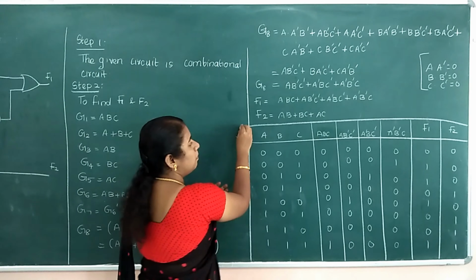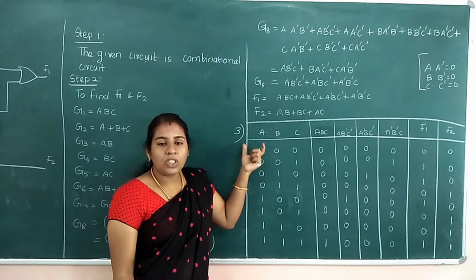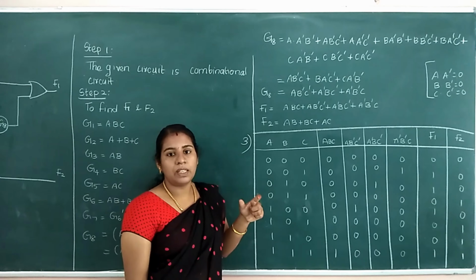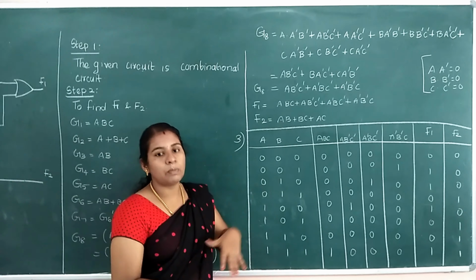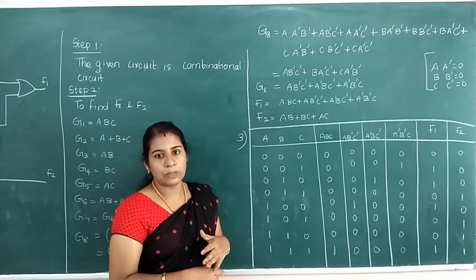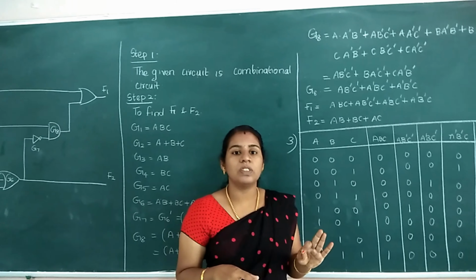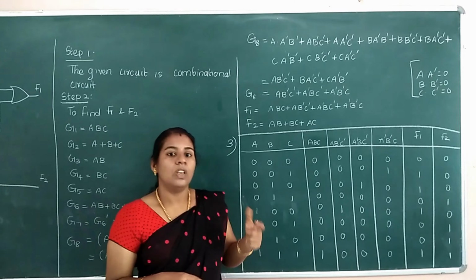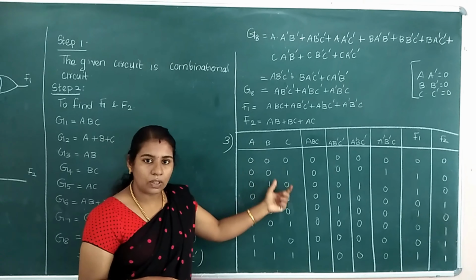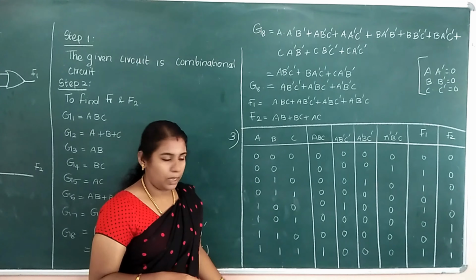The next one is step 3. In step 3, we want to derive the truth table. Truth table means, based on the input function, we should first generate the possible combinations. Here the input terms will be A, B and C. So for 3 inputs there will be 2 power 3 possible combinations. 2 power 3 means 8. So it starts from 0, 0, 0 to 1, 1, 1. These are all the possible input combinations. For this set of input combinations we should generate F1 and F2.